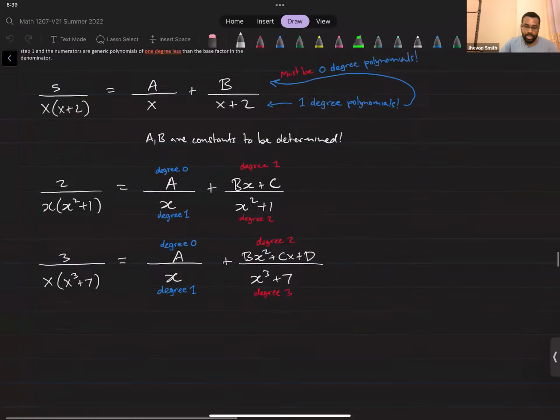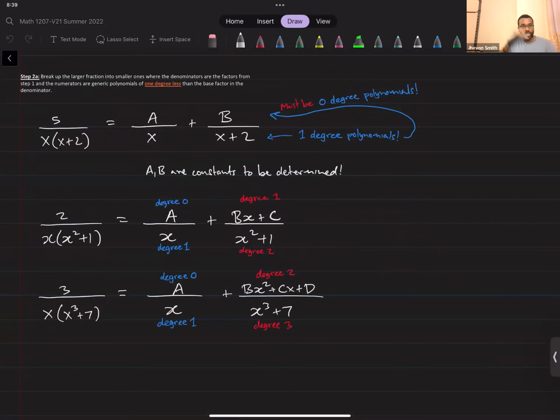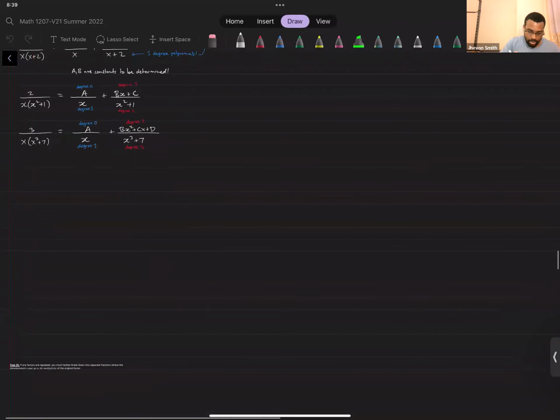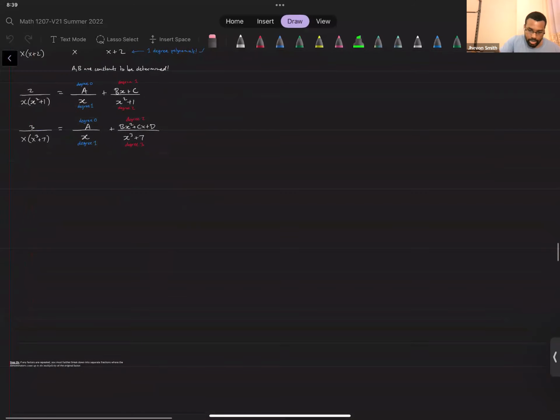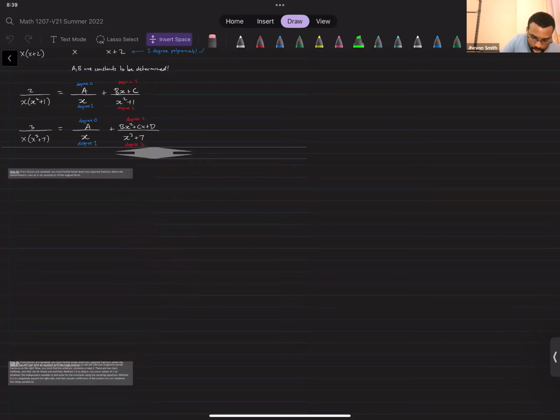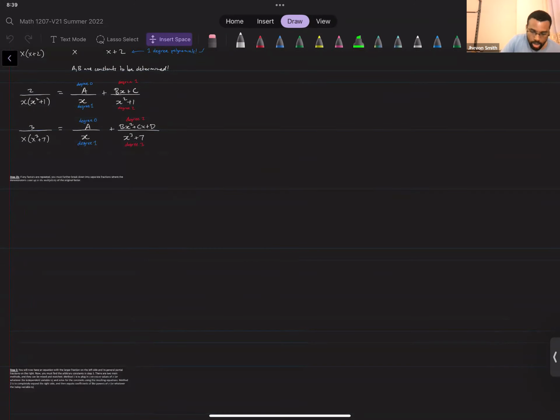Okay, so that's sort of the idea. Once you have the denominator factored, you're going to break it up into smaller fractions where each of the denominator factors are on one fraction. Then on top, you're going to write down a generic polynomial that's 1 degree less than the denominator. Hopefully that's clear. We can deal with that a little bit further in the next step. So let's just actually do that. Because the next step is something on top of this one.